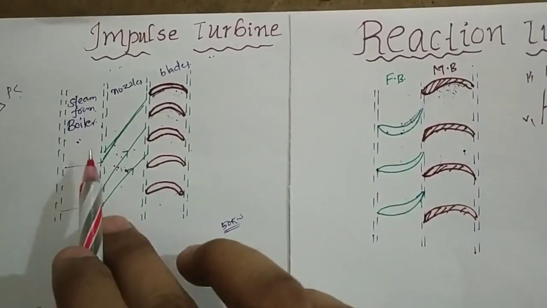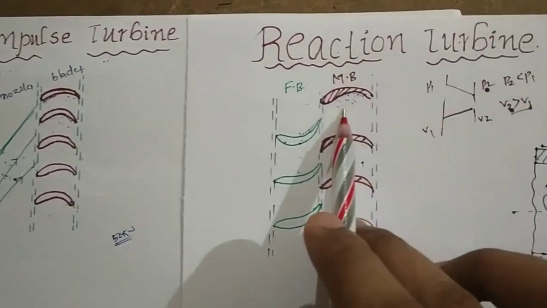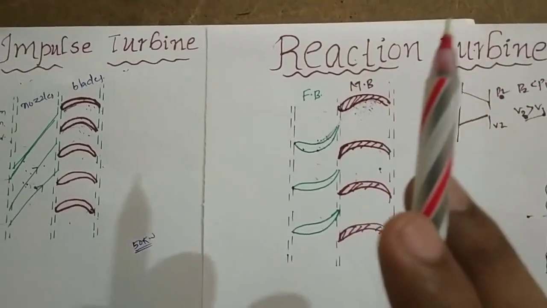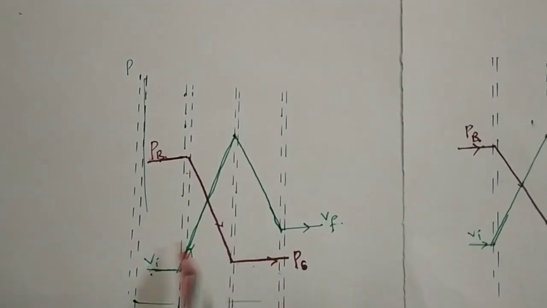Here, because of the impulsive force produced, the turbine starts rotating. Here, because of the reaction force produced by the moving blades, the turbine starts rotating. This is the second point. Now, the third point. See, I have drawn this pressure and velocity diagram.